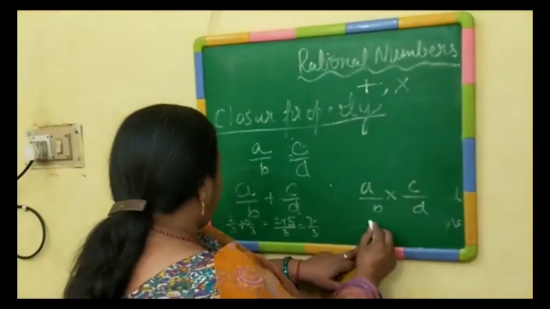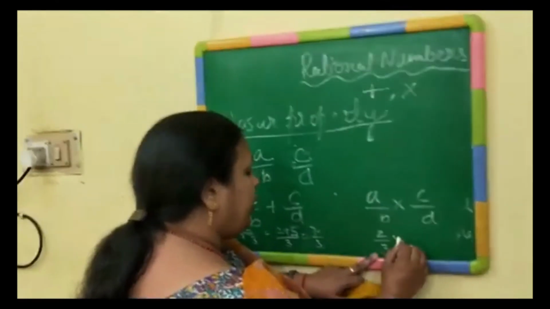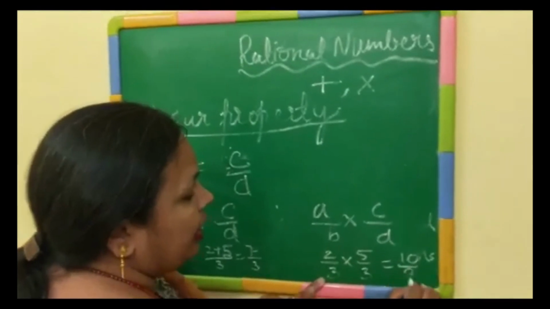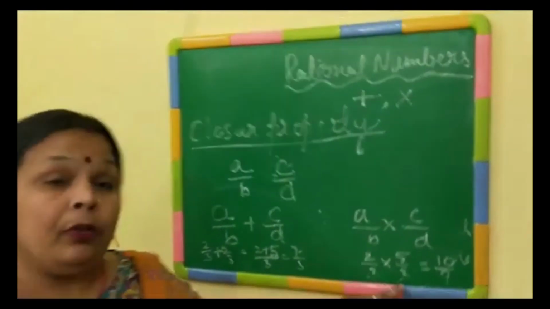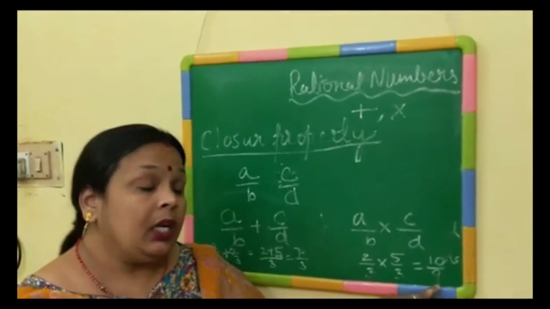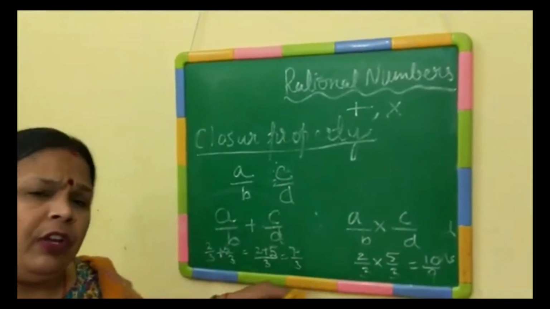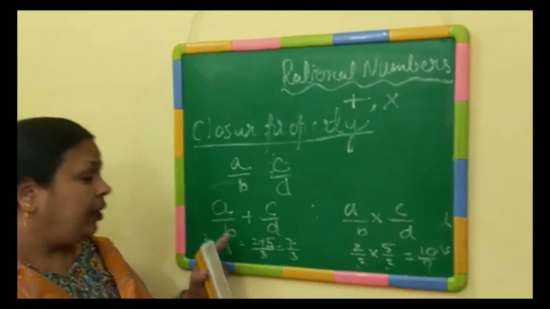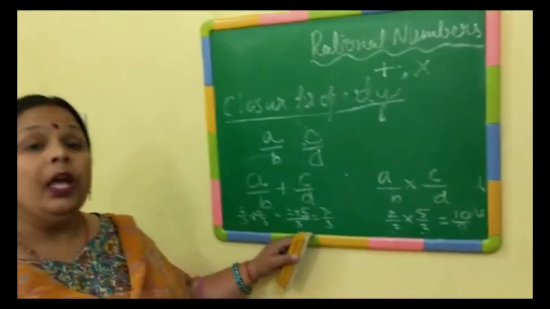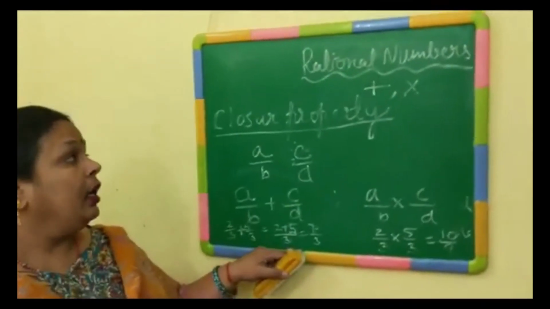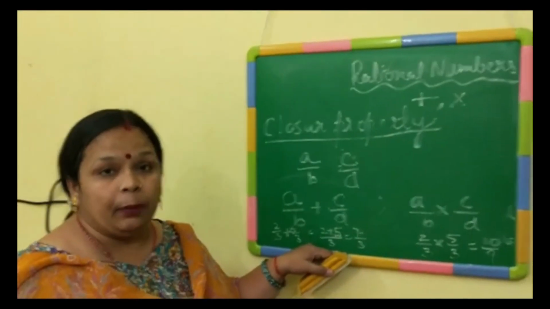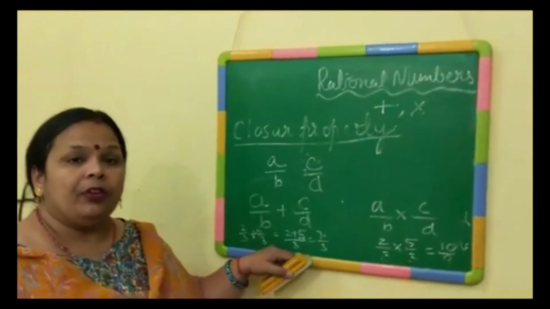And how to multiply this? With the same example, 2 by 3 into 5 by 3, it will come as 10 by 9. So when you are multiplying two rational numbers, you are going to get a rational number. This concludes that you can change it for n number of examples, every example will be satisfied, and you can say that closure property holds under addition and multiplication for rational numbers.